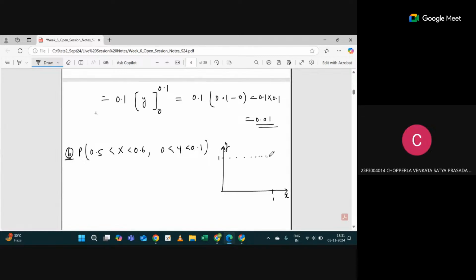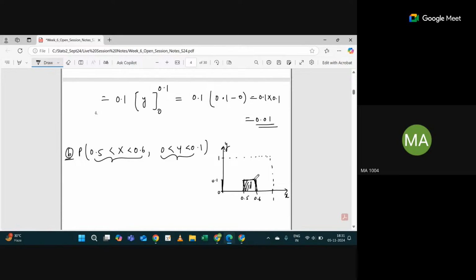It is going to be the same rectangle, 0.01, and x is 0.5 to 0.6 and y is 0 to 0.1. So what is our interested part? This only. You can see x is 0.5 to 0.6, y is 0 to 0.1. Yes or no? Yes, sir.